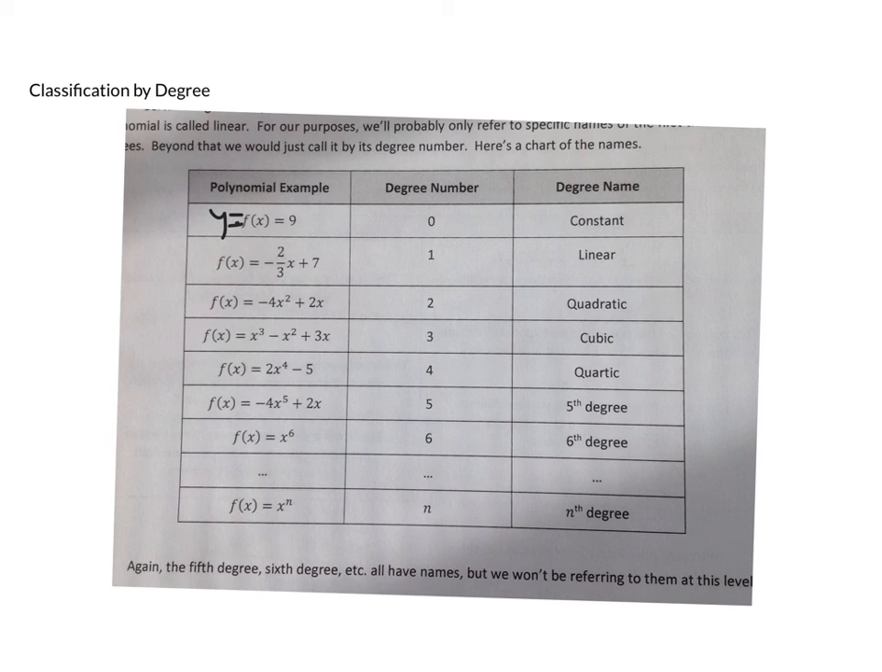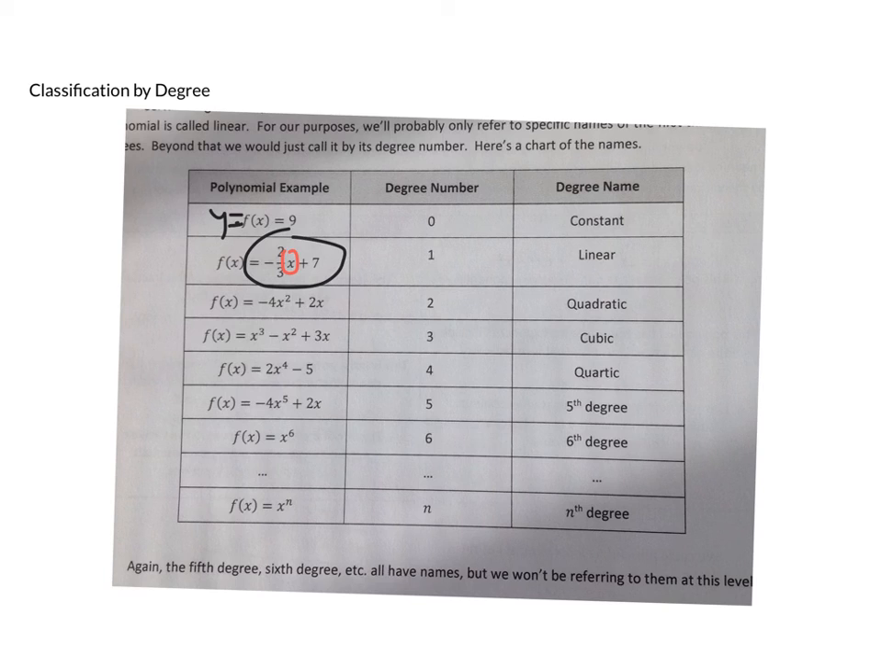So a constant is a degree of 0, and it's just a number. We mentioned this in class. So 9, 12, -3, it's just a constant. It's a number that's not going to change. A linear would be a degree of 1, and an example would be -2/3 x plus 7. So the degree of 1, if you look at this exponent, the variable x, the exponent would be 1. But we don't write the 1, so it's just a degree of 1.